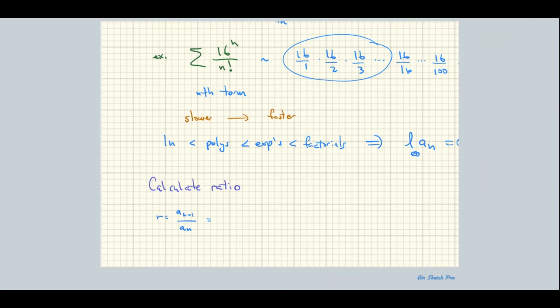Looks to me like 16 to the n plus 1 over n plus 1 factorial. I know you'd rather have this with numbers, but you need to actually be able to do this with the n's in here. And what does the nth term look like? 16 to the n over n factorial.